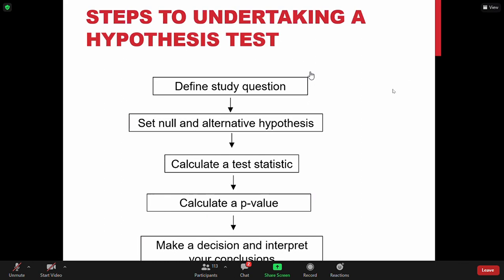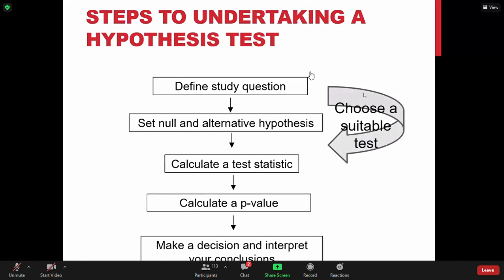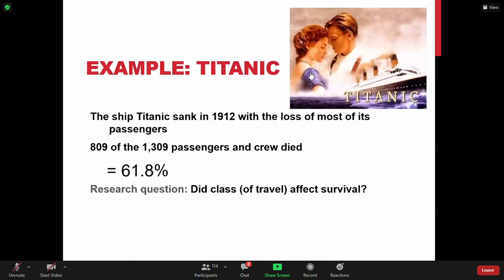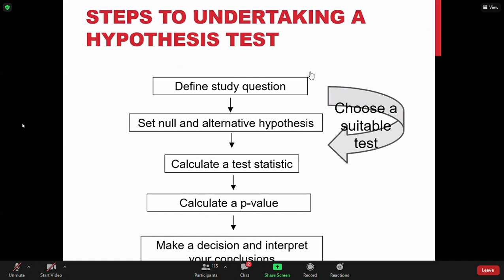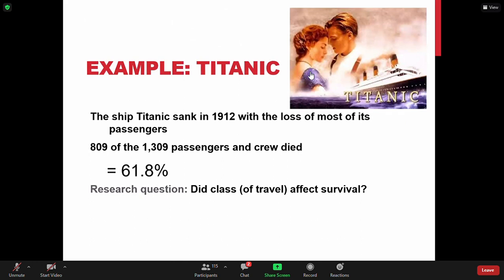So in this next slide, please, Chelsea, we need to choose a suitable test. Okay, so for example, who among you have seen the Titanic movie? Okay. So let's have this as an example.